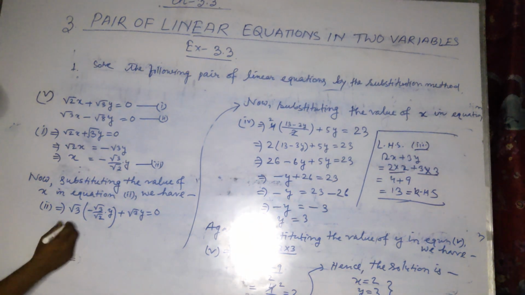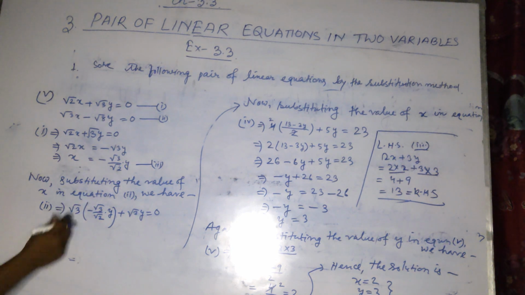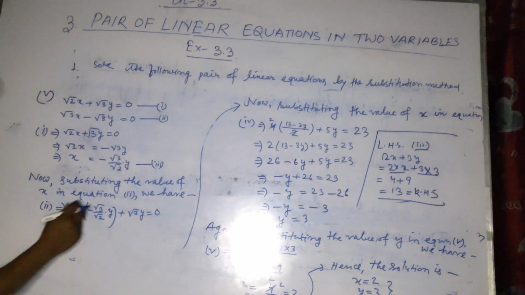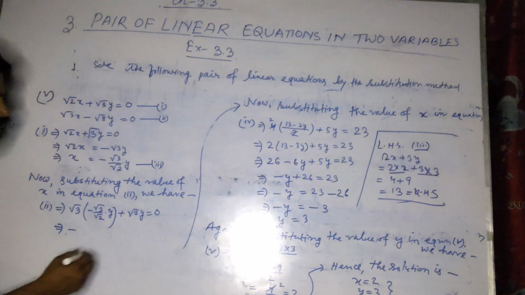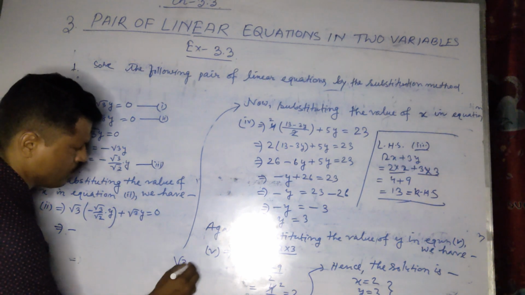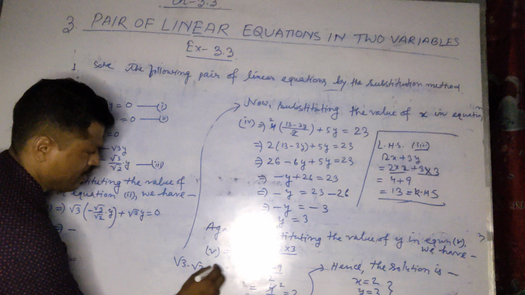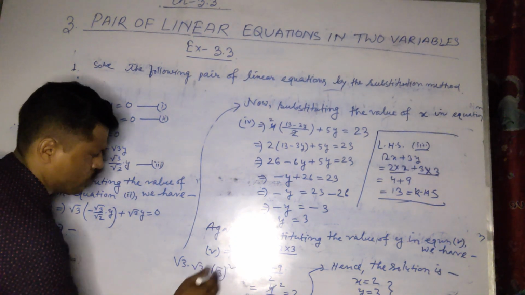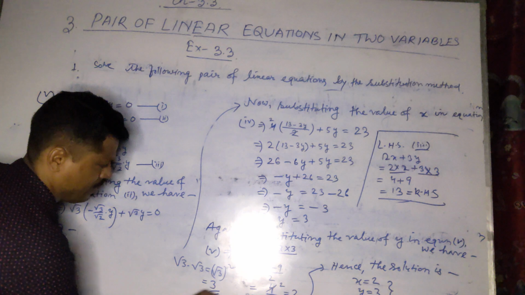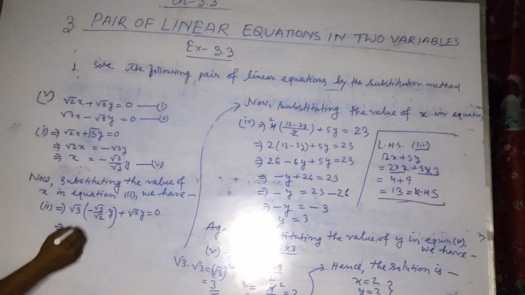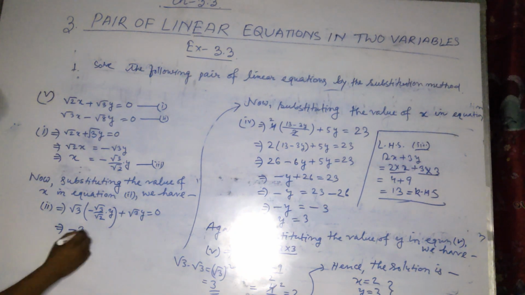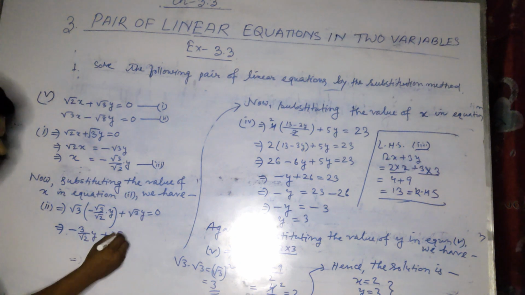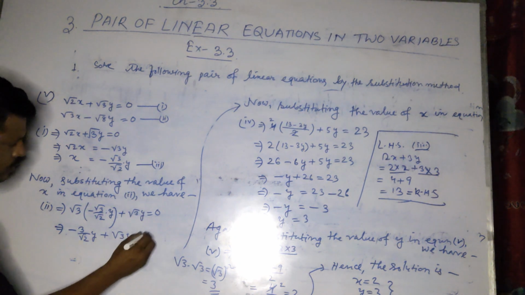Now root 3 into minus root 3 by root 2 y, that is root 3 into root 3, which means root 3 square. The square root and square will cancel, then we will get 3 only. So we write minus 3 by root 2 into y plus root 3y is equal to 0.